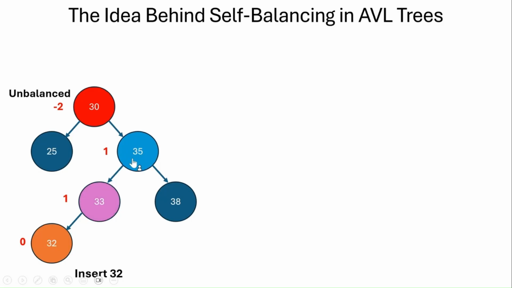And where we added the new node: node 32 is added to the left child of 33. So just keep in mind these 3 nodes. We'll come back to why we selected these 3 nodes.